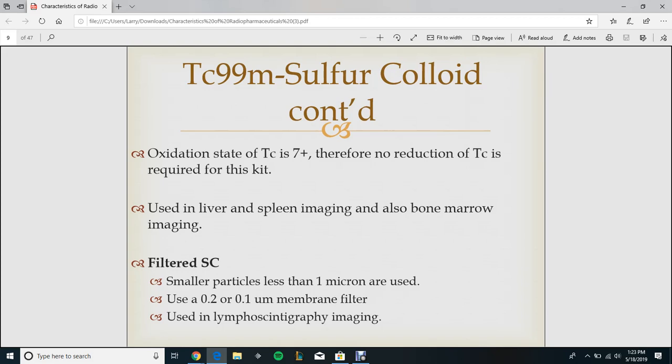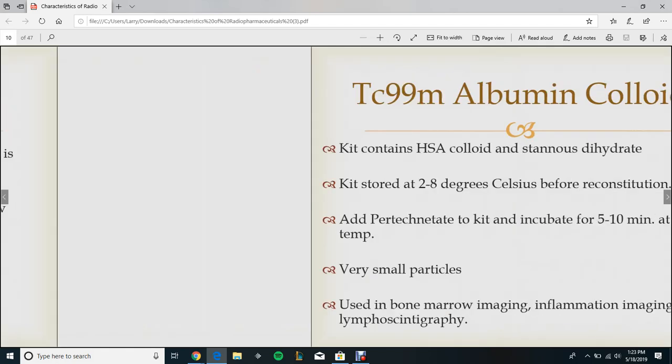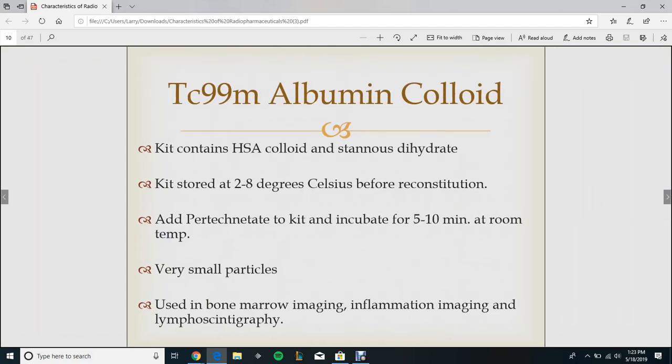Filtered sulfur colloid has smaller particles, less than 1 micron. Use a 0.2 or 0.1 micrometer membrane filter. It is used in lymphoscintigraphy imaging.